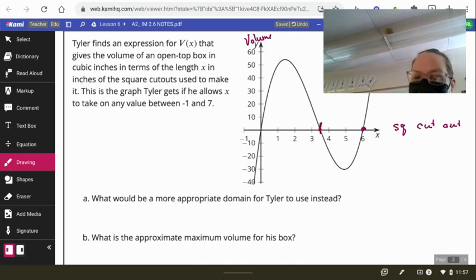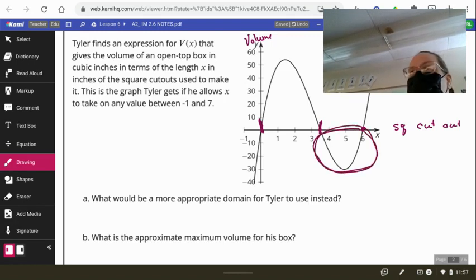Ellie, what makes you say the domain can only be between those? Because 3.5 times 2 is 7. Yeah, I totally agree with that. Is there anything on the graph that could help us to see that we can't do more than that? Yeah, what happens to this volume down here?